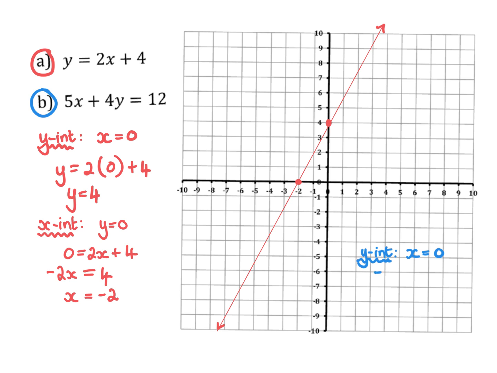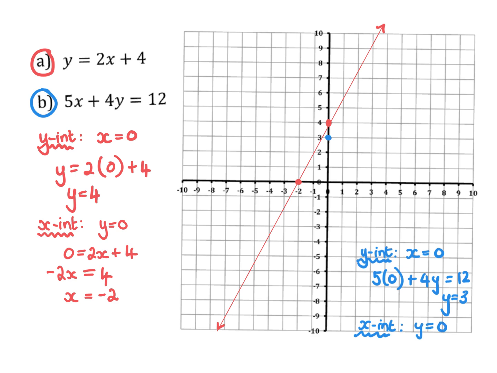So 5 times 0 plus 4y equals 12. That's really easy because it just means that 4y is 12 and therefore y equals 3. So I go and make my dot on my graph where y is 3, and I do the same for the x-intercept. The x-intercept is where y is equal to 0.